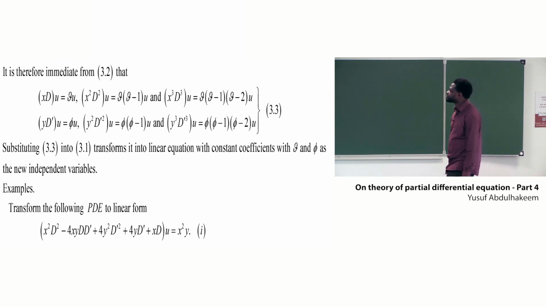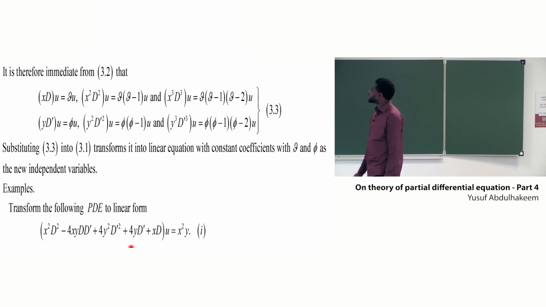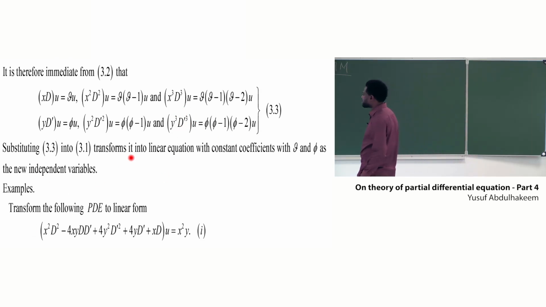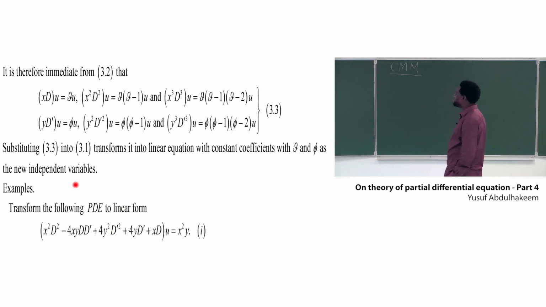This is what we have. The first thing we did was to give this to be equal to this. This will give us this, and this will give us this. And if this one is x to the power of 4, d to the power of 4, this will be theta in the bracket of theta minus 1, theta minus 2, theta minus 3, multiplied by u. The same thing happens to this. If it is to the power of 4, that is how we are going to resolve it. Then an example: transforming the following PDE to linear form. So what do we do now? Supposing we have this PDE, we are now going to introduce all these transformations that we have in 3.3.